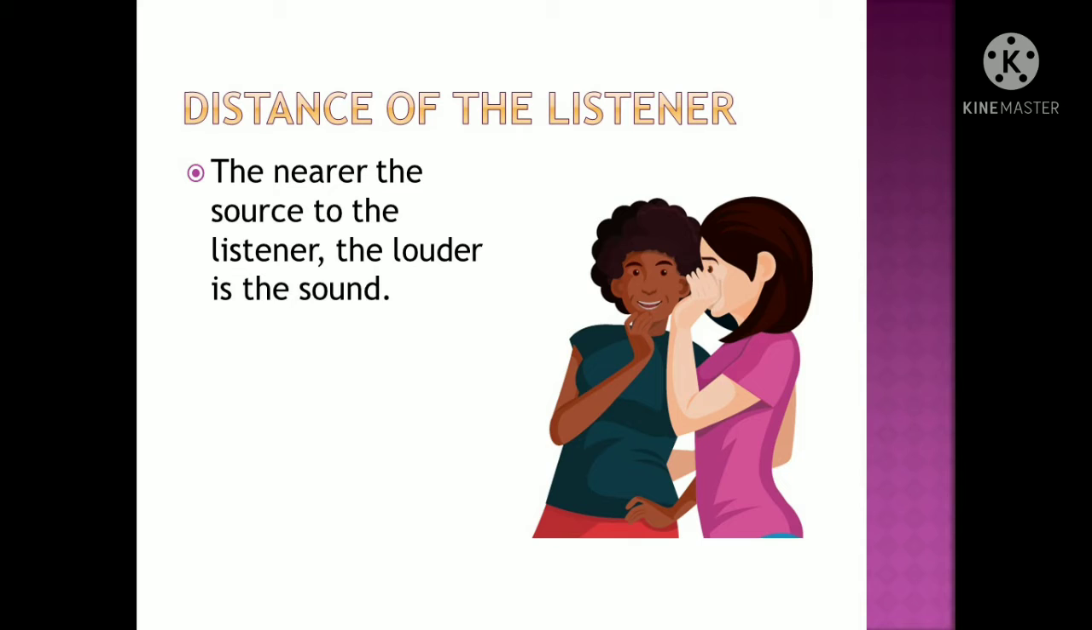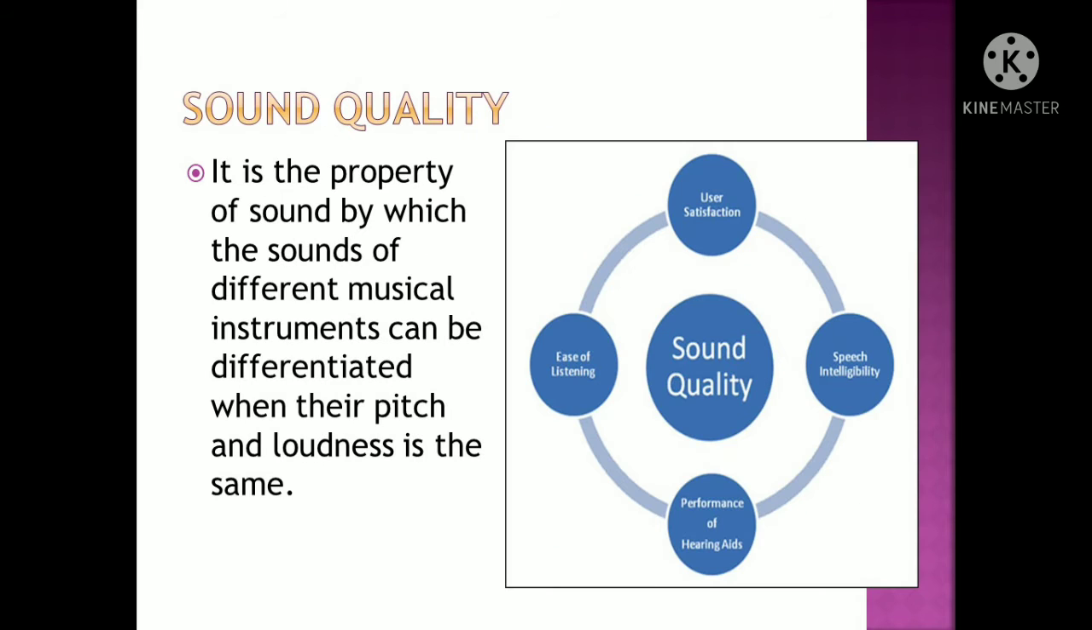Next we'll talk about sound quality. It is a property of sound by which the sounds of different musical instruments can be differentiated when their pitch and loudness are the same. You may hear this term in stage programs, where they always check the quality. They ask each other, "Sound quality, is it okay?"